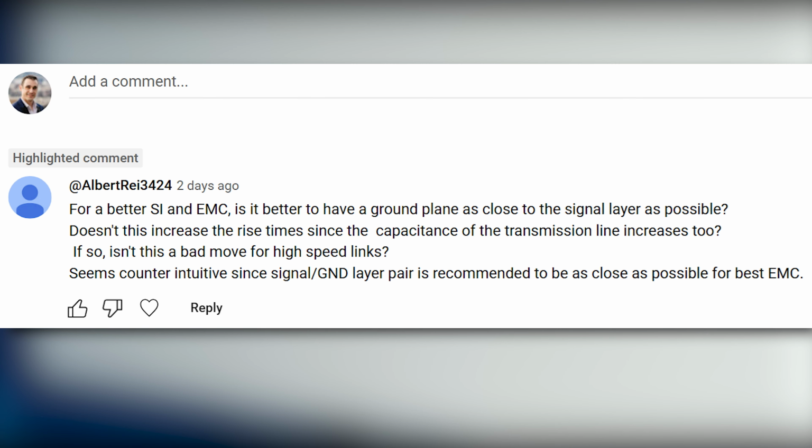So before we jump onto the whiteboard, let's take a look at that viewer question. Albert Ray 3424 writes, for better SI and EMC, is it better to have a ground plane as close as possible to the signal layer? Doesn't this increase the rise time since the capacitance of the transmission line increases too? If so, isn't this a bad move for high-speed links? Seems counterintuitive since signal ground layer pair is recommended to be as close as possible for best EMC.